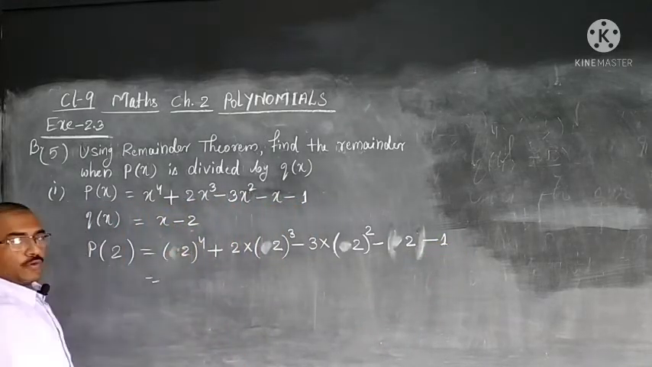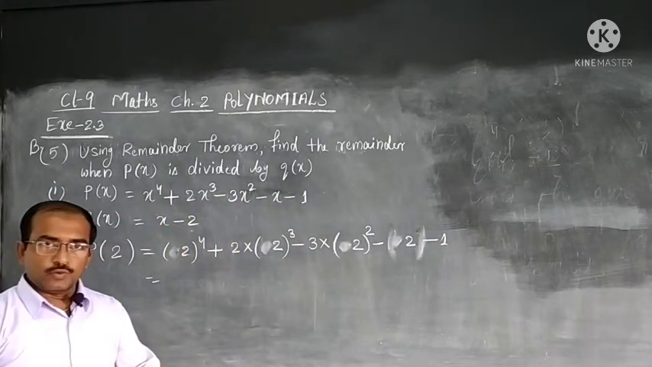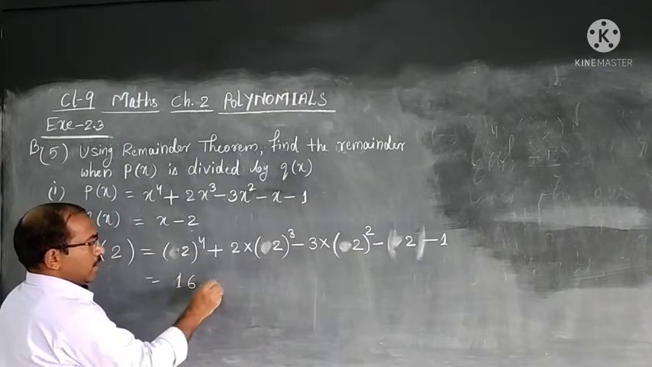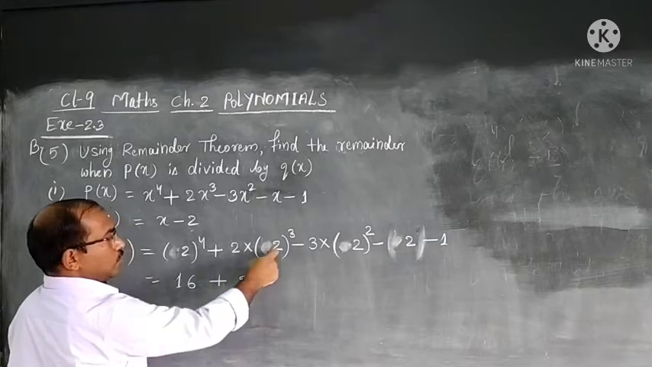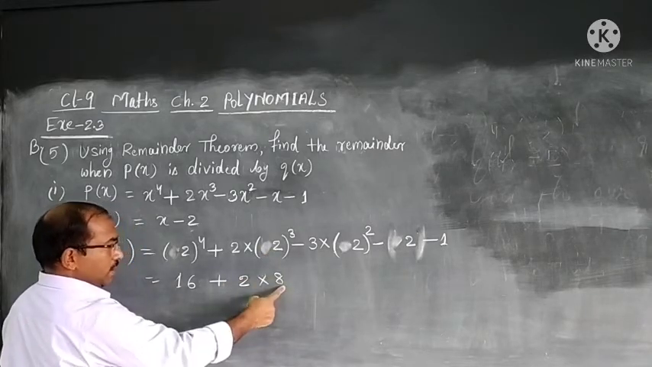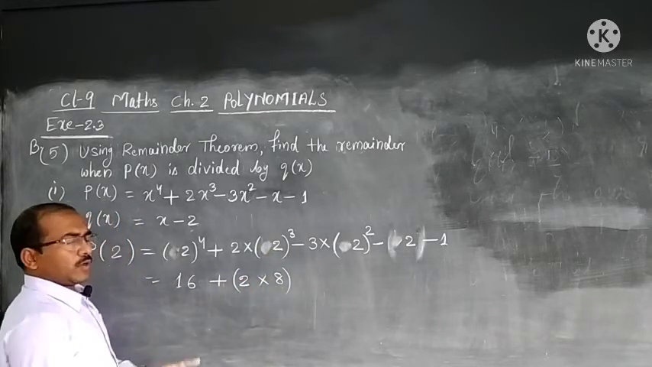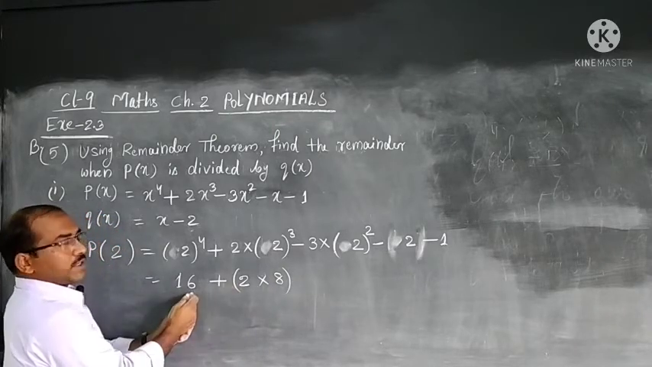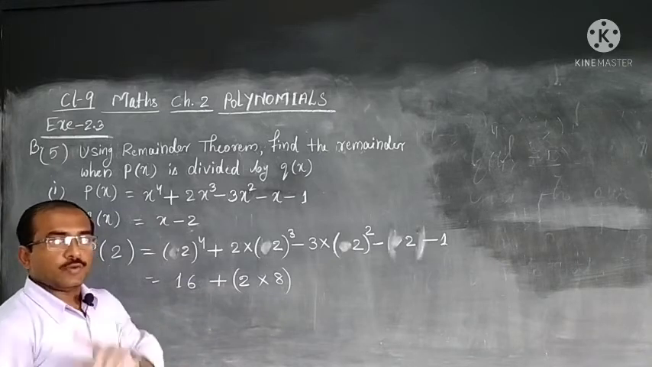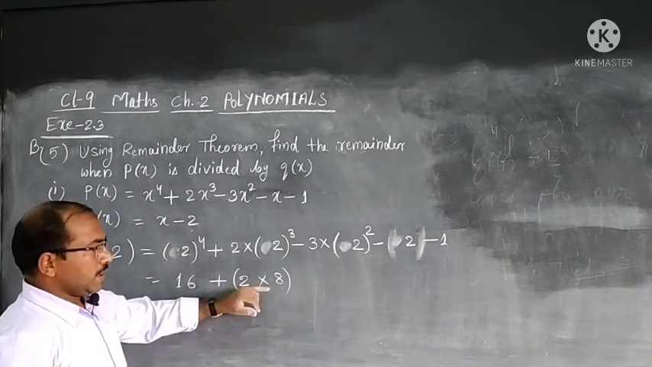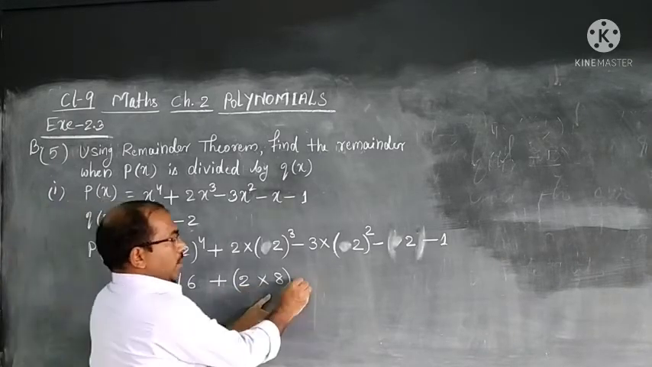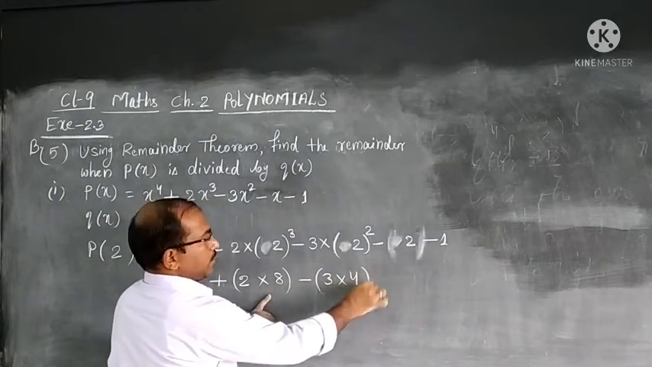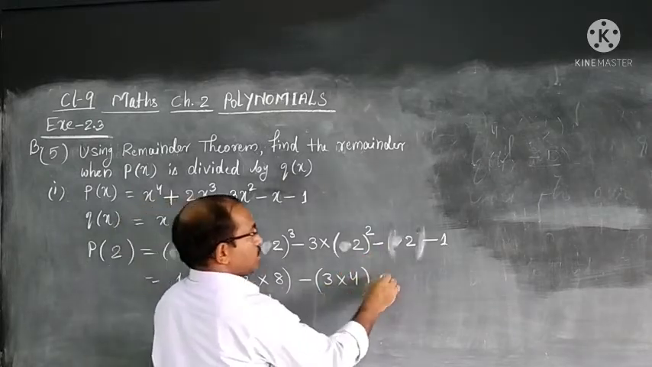2 to the power 4, what shall we do? 2 into 2 into 2 into 2, surely we will get 16, plus 2 into 2 cube, 8. These 2 are in multiplication, so we put them in a bracket, otherwise sometimes what happens, we do not put a bracket here, and in the next step we see 16 plus 2 and we add, that will be a mistake. So, let us use brackets. 3 into 2 square, 4, these 2 are in multiplication, we will put them in a bracket. Minus 2, minus 1.